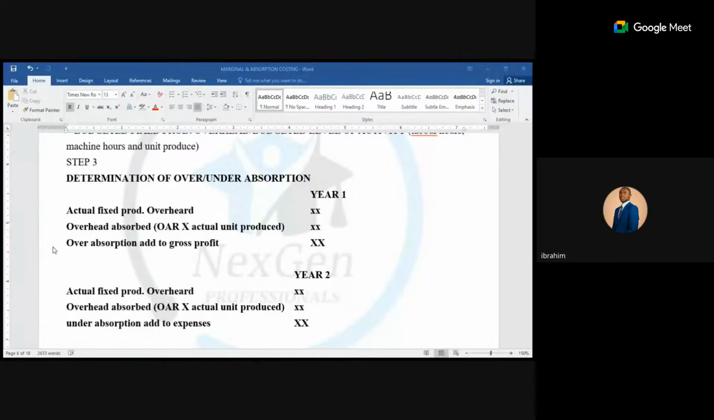Class, that is why you will now see the actual fixed production overhead. Can you see it? And the overhead absorbed.